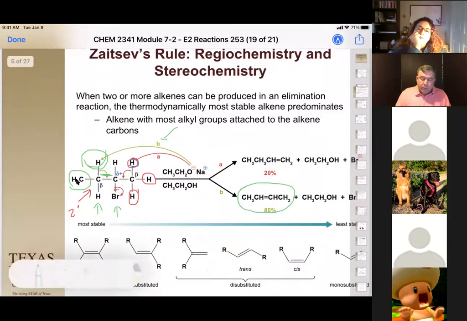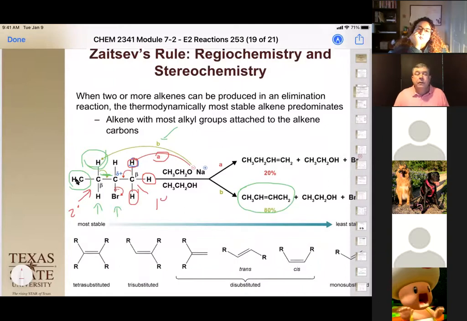So what if we removed it from the other side? What if we removed it from the other side here? So this is going to be our primary right here. And when we remove it from that, that means our double bond is going to be between the 1 and the 2 carbon. Okay. So the double bond is going to be between our 1 and our 2 carbon, giving us a mono-substituted alkene. Okay.